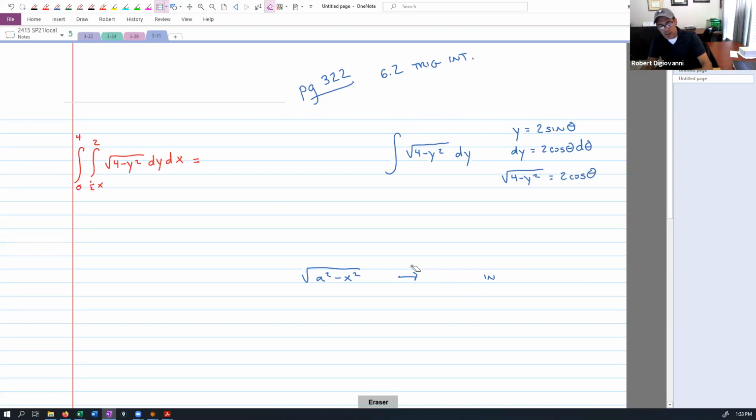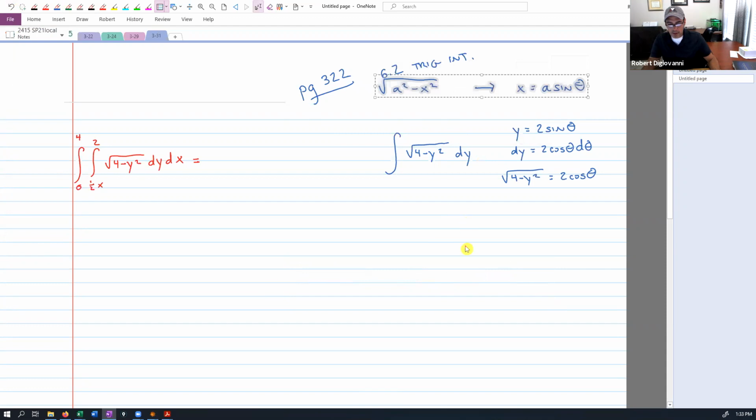I'm not going to spend a lot of time talking about why this is the way it is, because this is Cal 2 stuff. But it now allows us to rewrite our integral. This part right here becomes 2 cosine theta, and dy becomes 2 cosine theta d theta.